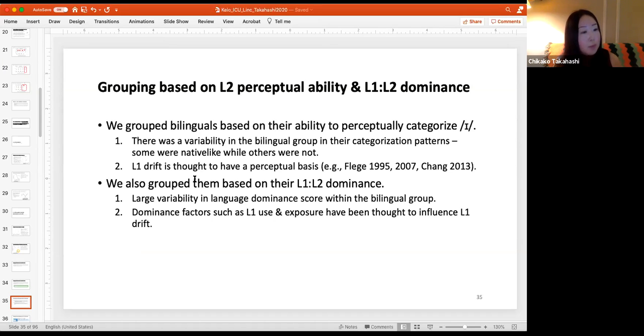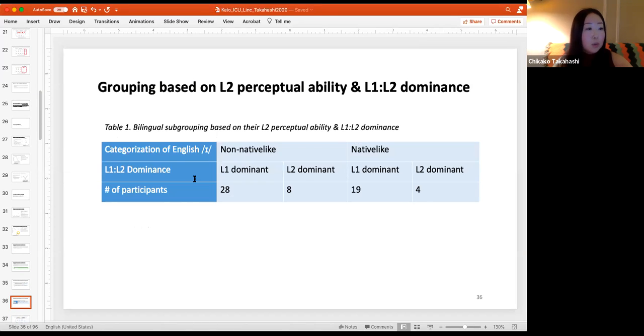We also grouped them based on their L1, L2 dominance, since again, there was variability in the dominance score, and dominance factors such as L1, L2 use and exposure have been thought to influence L1 drift. So combining those two factors, we created 4 subgroups. Non-native like here means they were not able to categorize English I in a native-like manner.